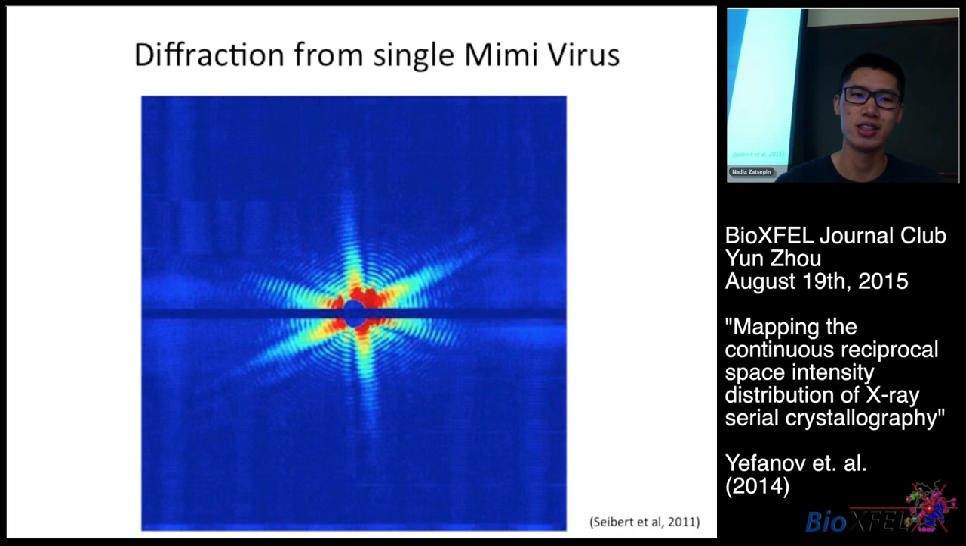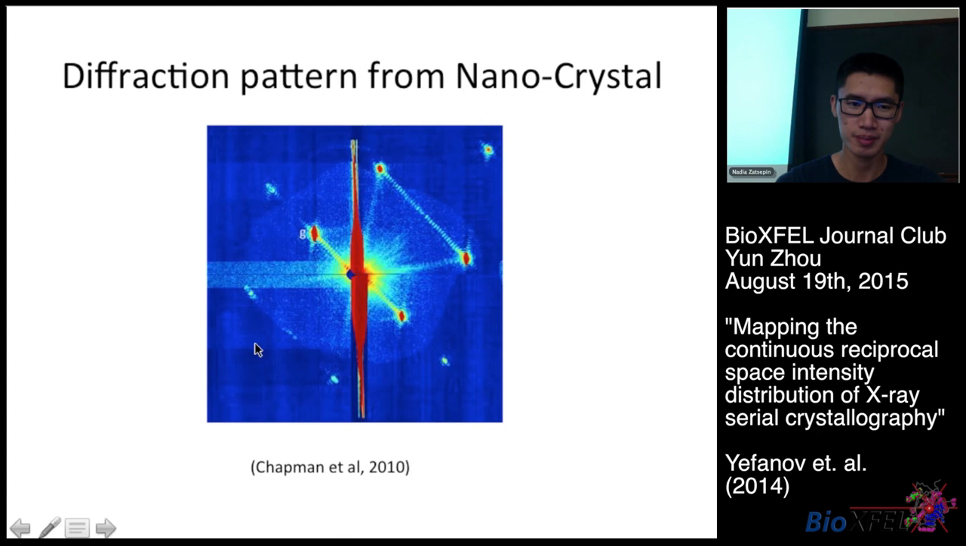This is a diffraction pattern from a single particle, from a virus. You can see it's continuous in reciprocal space. You can see some symmetry because of the symmetry of the virus itself. This is a diffraction from a single particle. This is the diffraction from another crystal. There are Bragg spots here, but you can also see many fringes in between the Bragg spots.